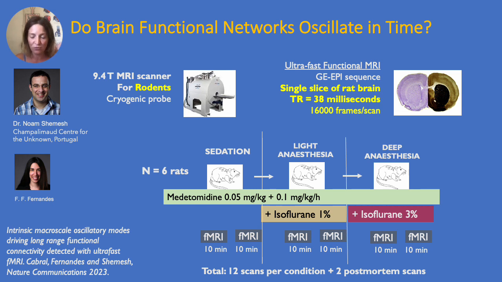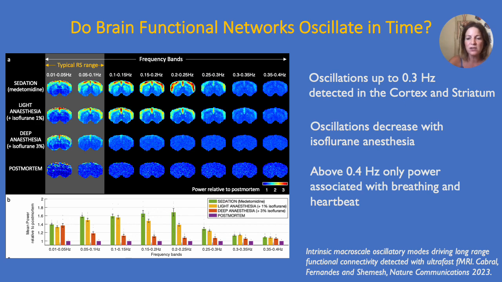And then we added isoflurane at 3% concentration. In that case, it is known that usually the fMRI signal is really vanished, and we lose all types of functional networks that can be detected. So in total, we have 12 scans per condition, so 36 scans, and we also did 2 postmortem scans to serve as baseline. And the first thing we did was to analyze the power spectrum of the signals.